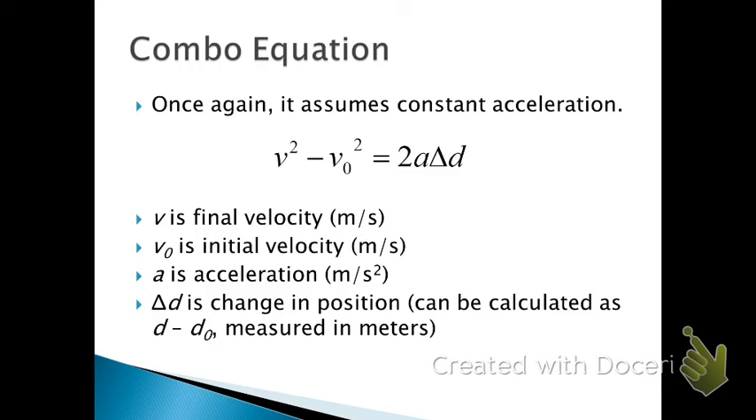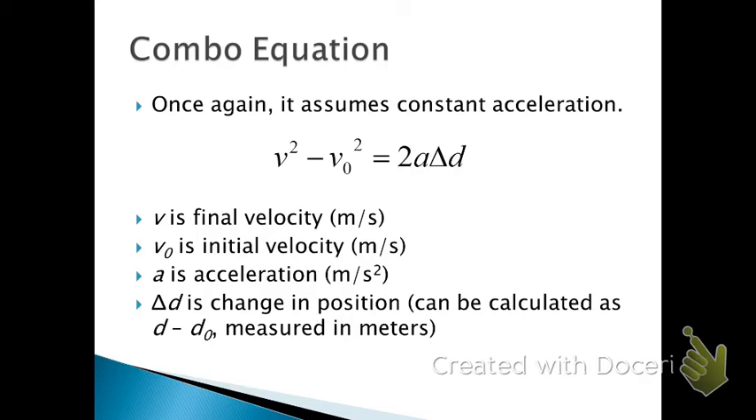And then we've got this little equation that I like to call the combo equation, and I believe I made that name up. I'm not sure though. But it's basically, if I've got a bunch of parameters but don't necessarily have time, I can still figure something out about it. I may show you this in class, but basically it comes from the first two equations, solving one for time and plugging it into the other.